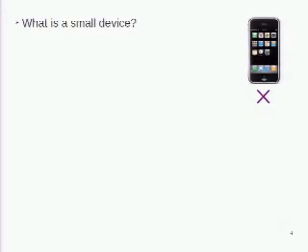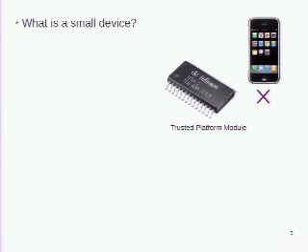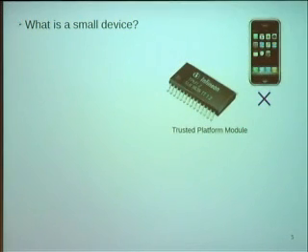So this is a small device. Maybe you cannot read it. It says TPM 1.2. That's the Trusted Platform Module. It's produced by Infineon. If your computer was produced after the year 2006, you probably have it in your computer, but it's not switched on. Normally it's shipped deactivated.